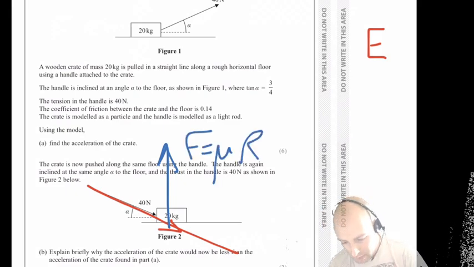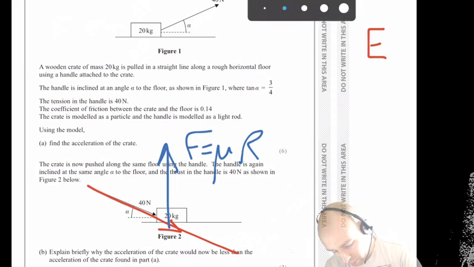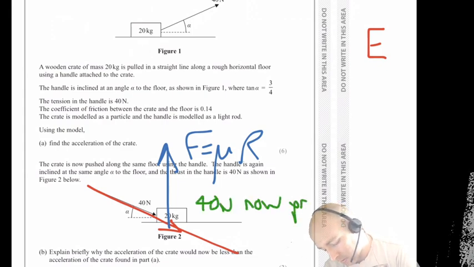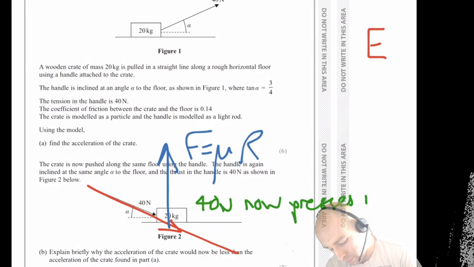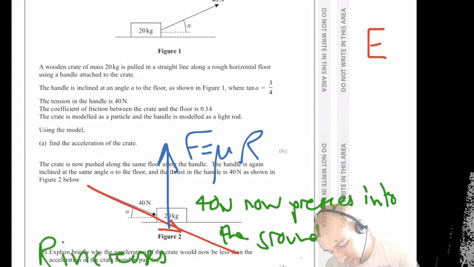So yeah, we can say 40 now presses into the ground. Therefore, R increases. Therefore, F increases. Therefore, A decreases.